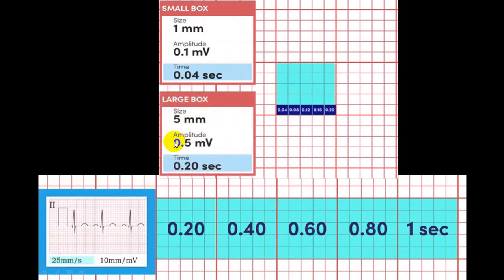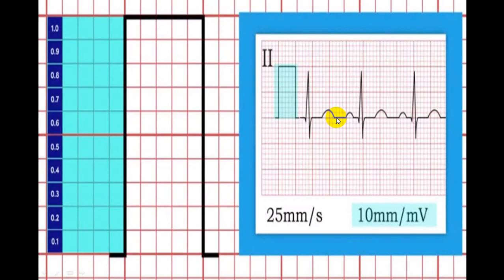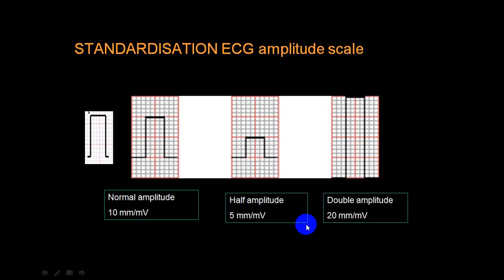So 5 millimeter is equal to 0.5 millivolt in vertical height, and in horizontal it will be 0.2 second. Accordingly you will have to calculate. That is how it is being done, and on each paper it will always be mentioned what the speed and the standardization are. By and large it is always 25 millimeter per second. So this is that particular standardization.